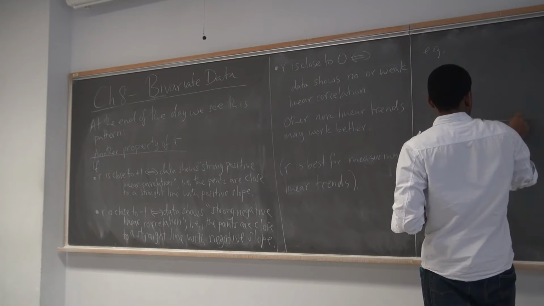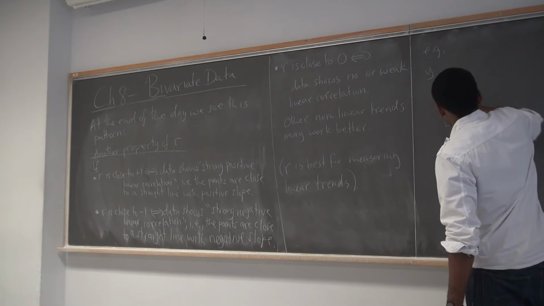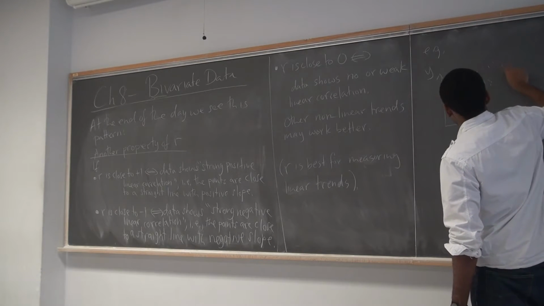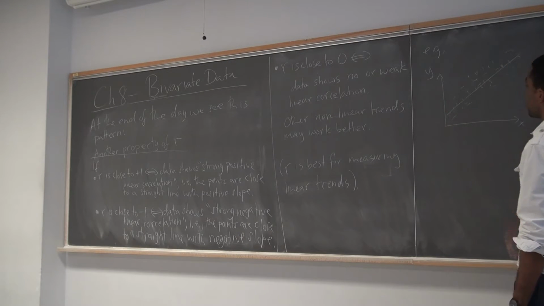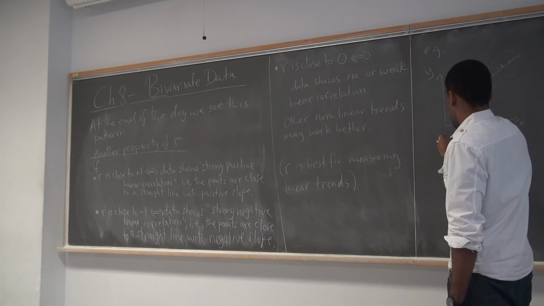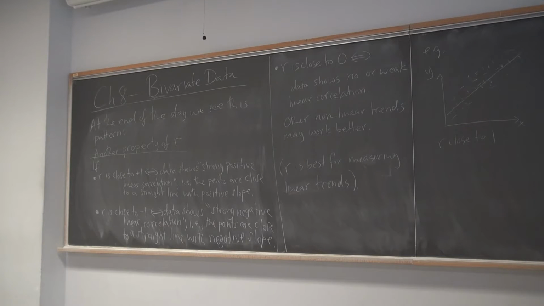In this case, there's X, there's Y. See something like that? The best line to fit through them is like this. For such a graph, you'd say R is close to 1. You can have another case where the points go like this. This is X, this is Y. In this case, R is close to negative 1.